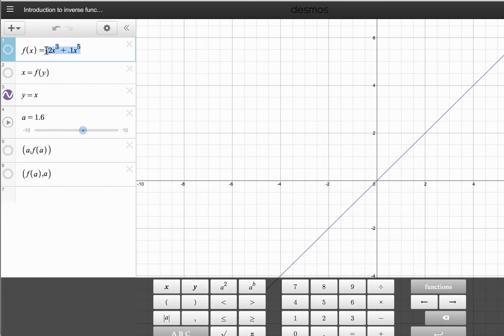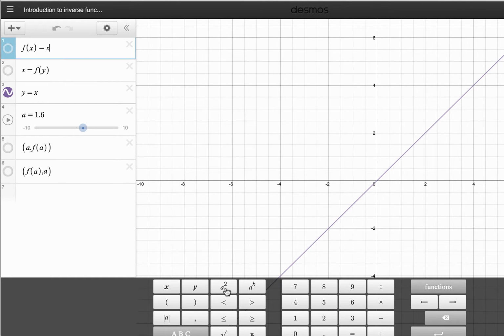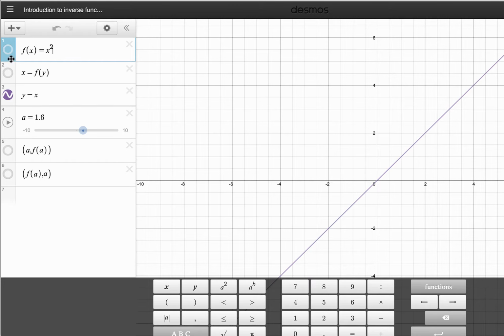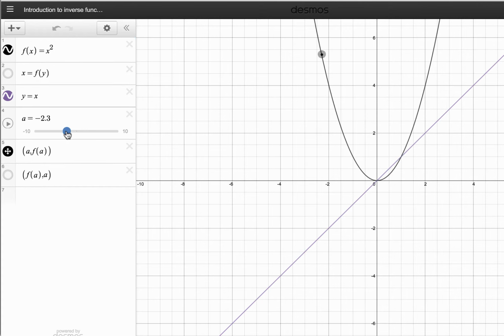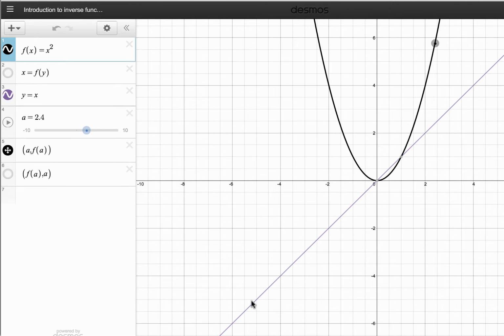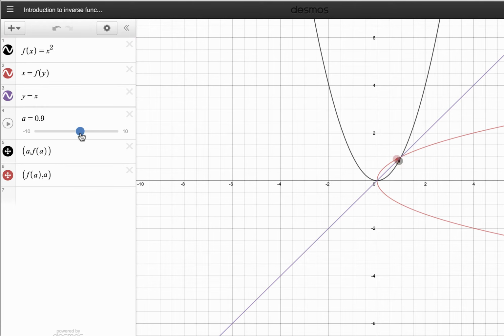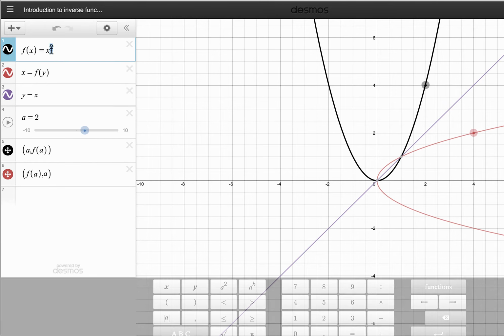Let's change this to just x squared. There it is. And there's our black point traveling along x squared. Now if we wanted to flip this, picture flipping this parabola over this line. What's it going to look like? It's going to look like that. And then we can travel. And notice there's the point 1, 1. There's the point 0, 0. Pretty cool.